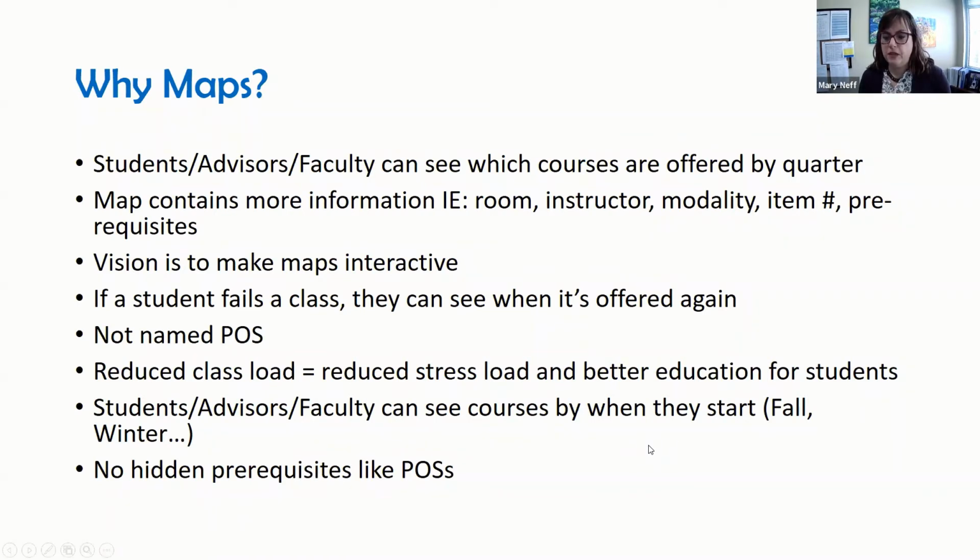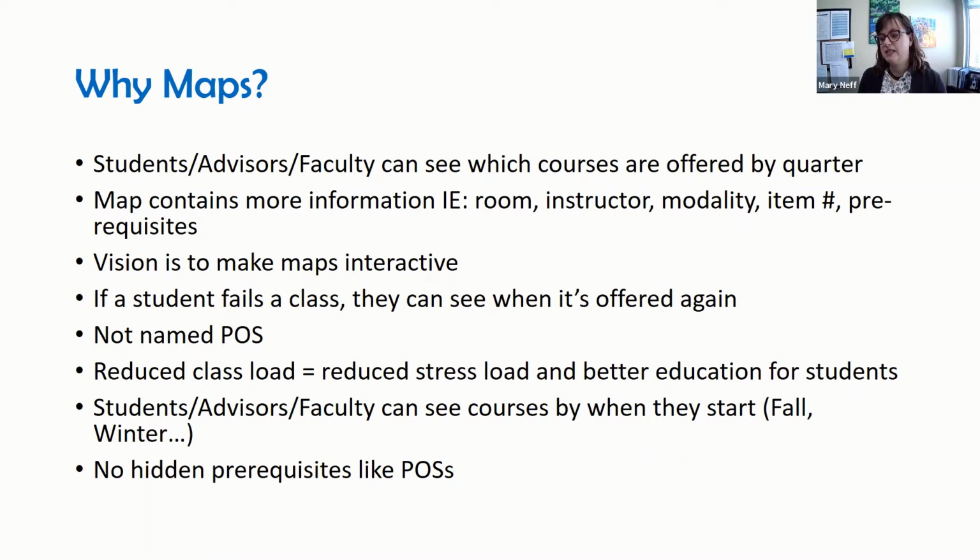Maps are not named POS, and I've heard that a lot of times. I think just flat changing the name is a good thing. And then students, advisors, and faculty can see courses by when they start, fall, winter, whatever. So that's really clear based on when they start.